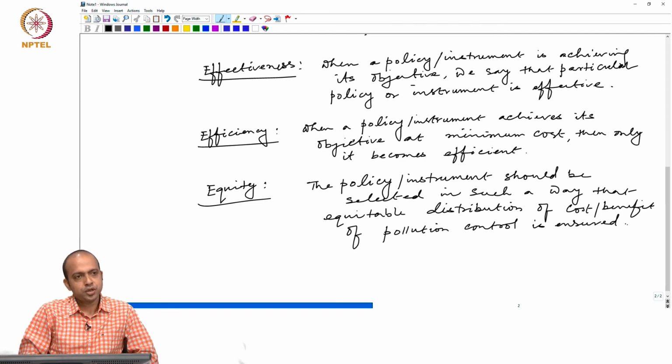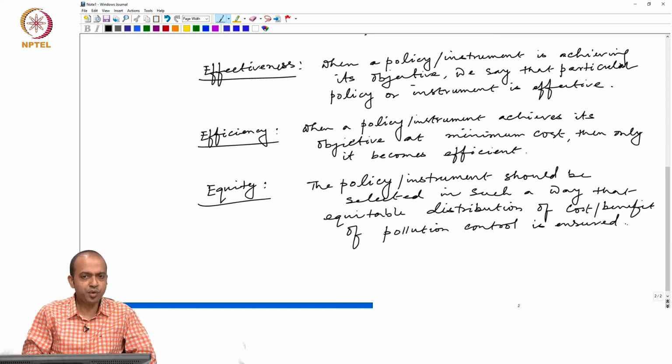Now, let us take an example. Sometimes we see that some industries are highly inefficient as far as pollution control is concerned. For example, let us take the example of leather industry, highly inefficient in controlling pollution. Leather industry is one of the most polluting industries among the manufacturing sector. So, if you think about their efficiency in controlling pollution, they are highly inefficient. But at the same time, leather industry is one of those industries which generates maximum amount of employment, and that too for low skilled labor.